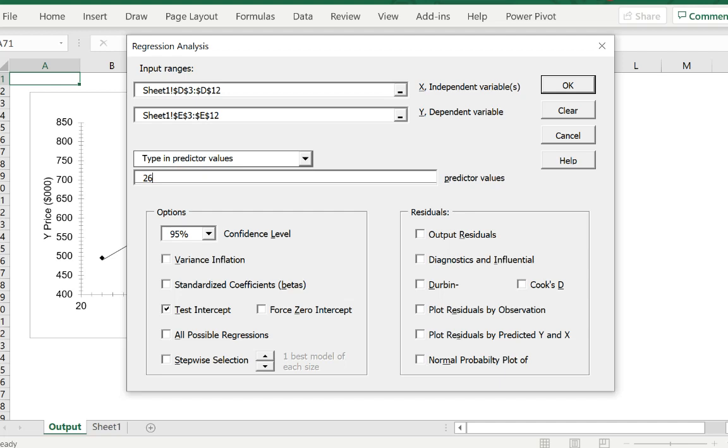Now, if you want to do more than one, you could. I believe you put comma, and let's do a 3,000 square feet home also. Why not? Now, down here, I'm just going to keep that check, test for intercept. Remember, that's the null hypothesis: intercept is 0. Everything else, leave it unchecked. The things on residuals on the right side are our diagnostic tools for regression assumptions. Don't worry about those. And that's it. Hit OK.